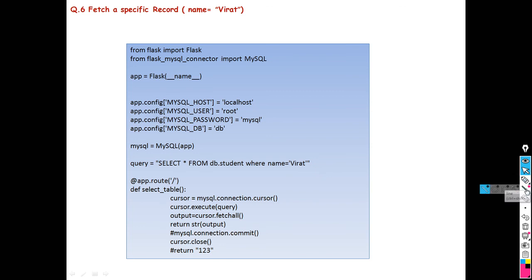So again here, this is the configuration of MySQL. We can write the query here. What query did we write? select star from db.student where name is equal to Virat. We want to access the record which contains the name Virat. If 2 or 3 records contain the same name, it will display all the 2 or 3 records. Whatever records contain the name Virat, it will display all of them. So this is the query.